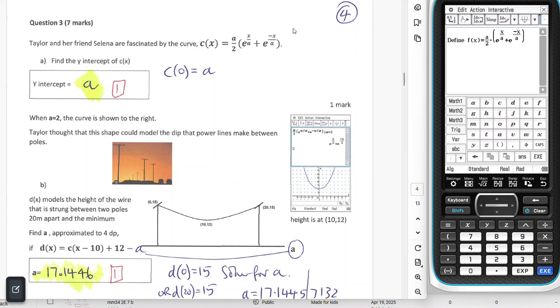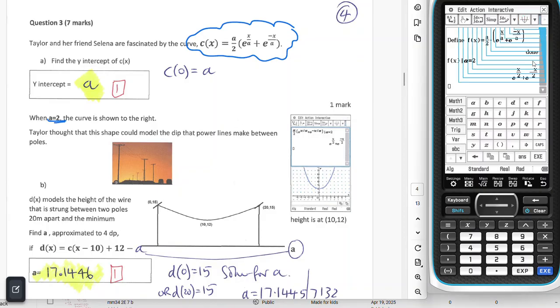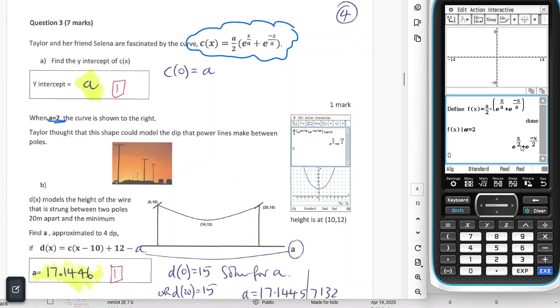Okay, so question number 3 looks at this rule here, that particular curve, and I've defined that curve over here as f of x. So if I go execute, then if I do f of x given a equals 2, like we're told here, and we graph it, we end up with that curve.